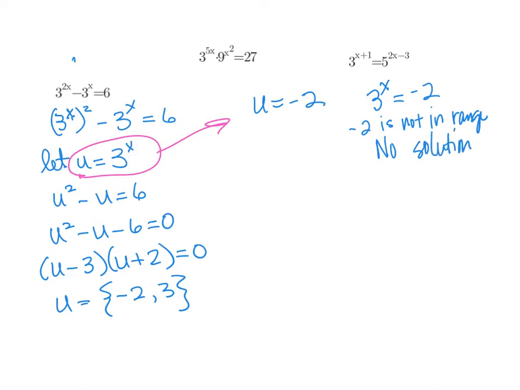And what I mean by that, if you look at the graph of 3 to the x, you'll see that there are no negative y values that go with that. It can't equal a negative. So let's look at the other one. That's u equals 3. Then we have 3 to the x equals 3. Well, that's easy. X has to equal 1. And that is a viable solution, so this is our answer, x equals 1.